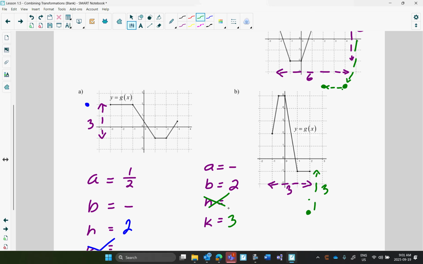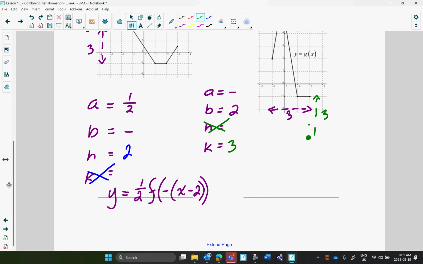And now use the transformation equation to write the transform function. So y equals a negative f, open up a set of parentheses. Now, there's no horizontal shift, so you don't need double parentheses. If you put it like this, that's still right. Or if you just take out these parentheses, that's correct as well. How do I finish it? Plus 3.